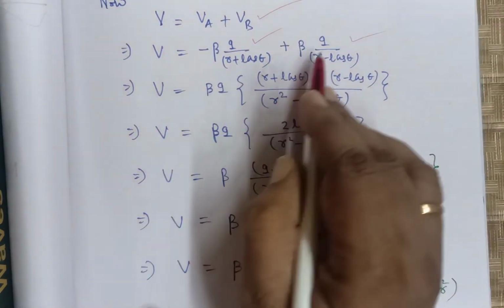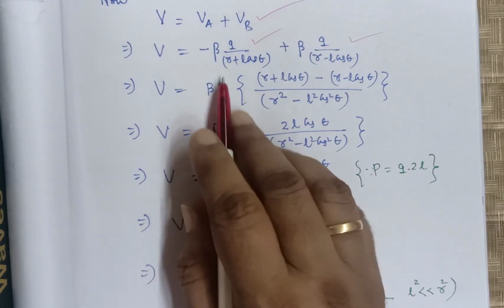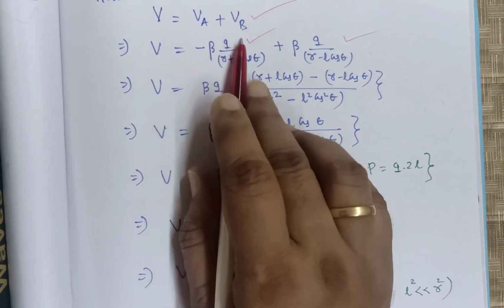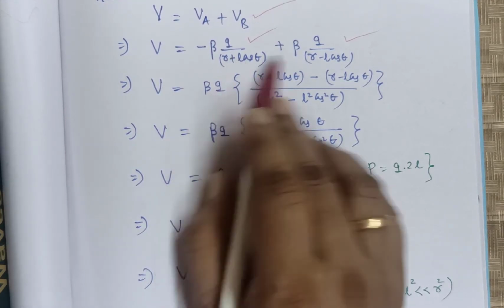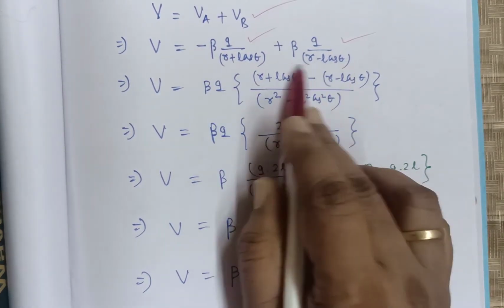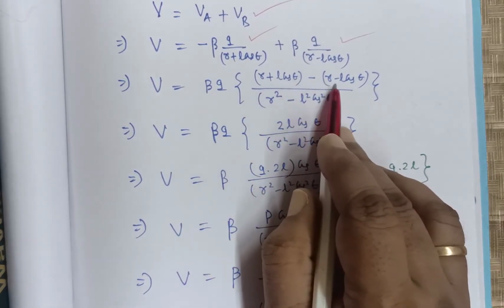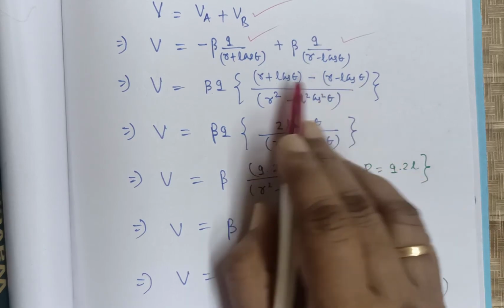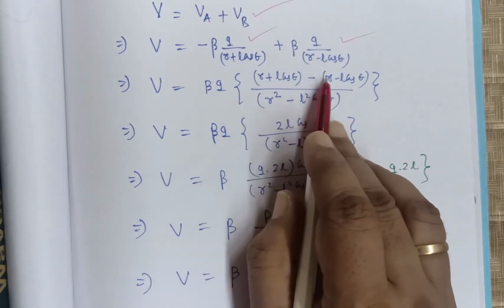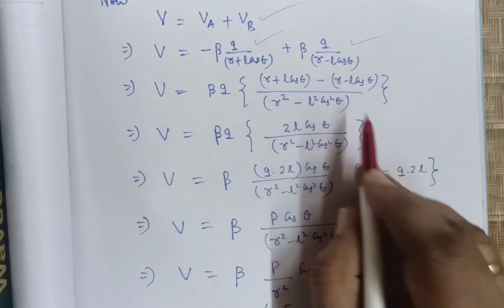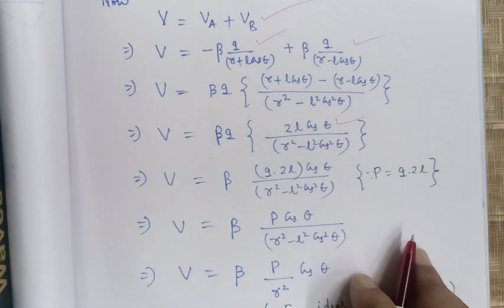Then take beta Q common outside. So the first term will be 1 by R minus L cos theta. Then the second term will be minus 1 by R plus L cos theta. In the LCM, that will be R square minus L square cos square theta. The first term will be R plus L cos theta, then minus R minus L cos theta. If you expand, R and minus R cancel out, and L cos theta plus L cos theta gives 2L cos theta.